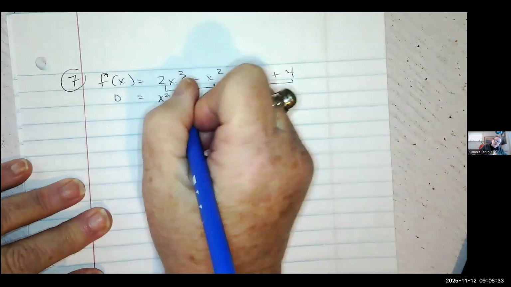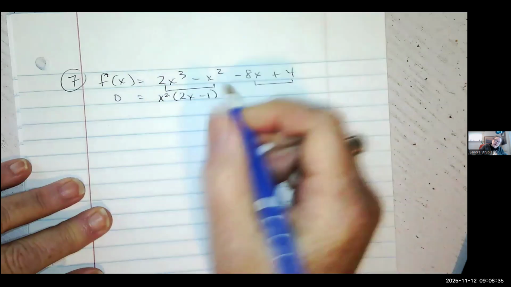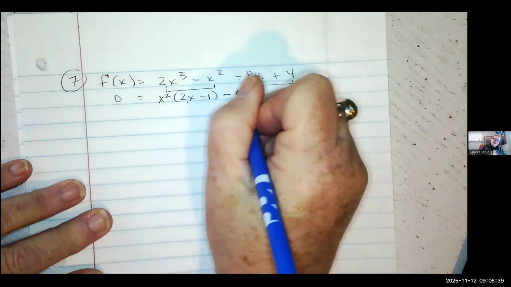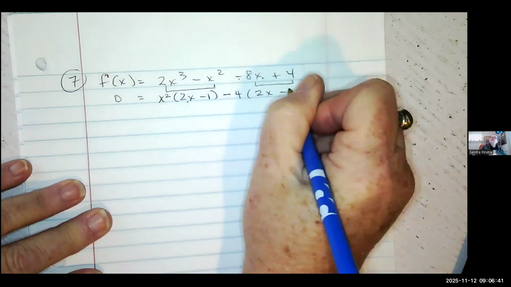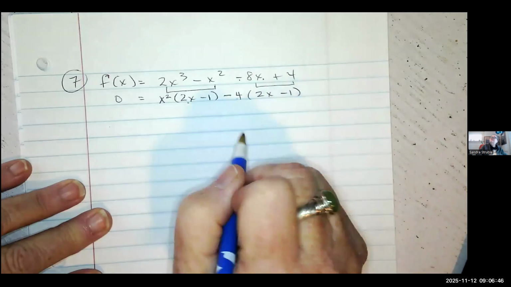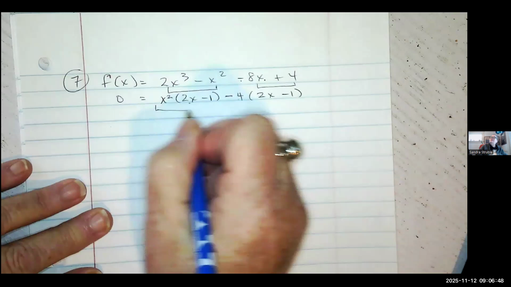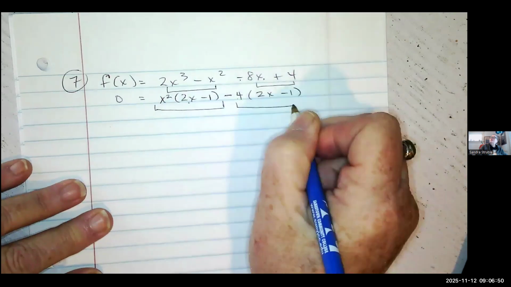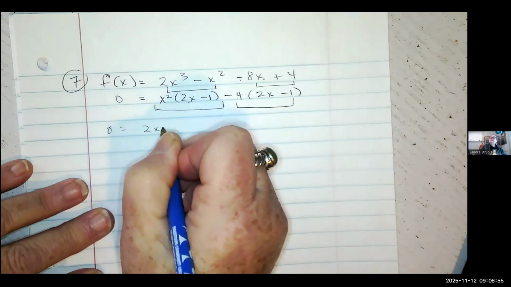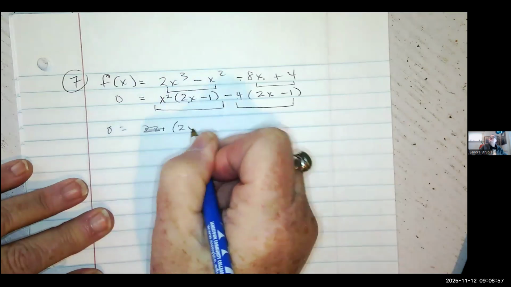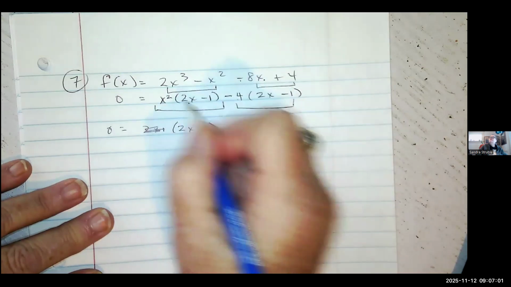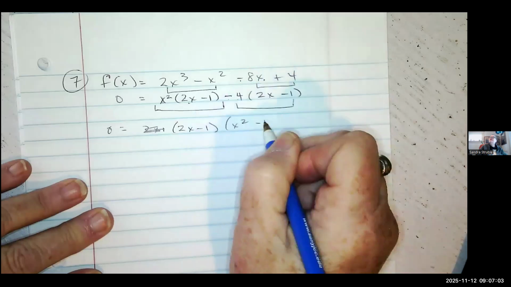Can I make this one look like this? Of course I can. I just factor out a -4, and I get 2x minus 1. You can check that by distributing that -4 back in to see if we get the same thing. Now, I look at these two terms. What do they have in common? They have 2x minus 1. So I factored out 2x minus 1 from this one. I'm left with x squared minus 4 from the second one. That's what's left when I factor out the 2x minus 1.